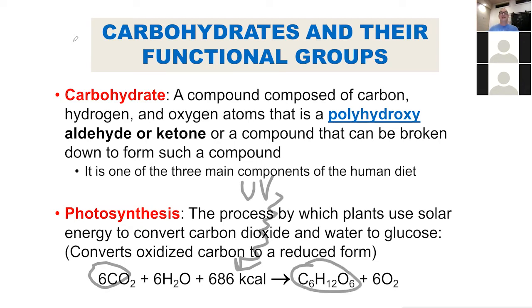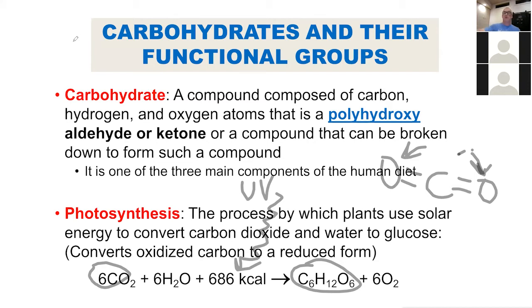So basically it takes oxidized carbon, and carbon in its most oxidized form is carbon dioxide. Carbon can't get any more oxidized than that because every one of its bonds is now with oxygen. And so basically poor carbon, all of its electrons are going to this oxygen and going to that oxygen. So we call this oxidized carbon. Then it gets converted into glucose.